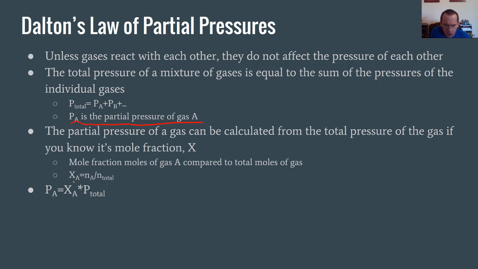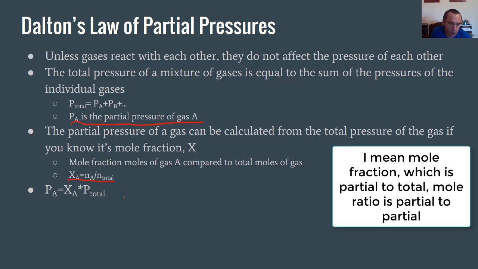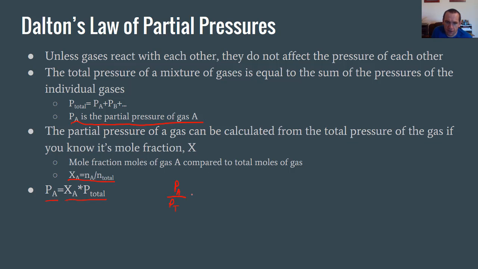And so what we have here is the mole ratio. Remember, we want to count moles of things, and so the mole ratio is the moles of gas A compared to the total moles of gas in the container. That's the mole ratio. And so if we take the mole ratio of a gas times the total pressure, that tells us the partial pressure of the gas. Similarly, the partial pressure of gas A divided by the total pressure of the vessel will also allow us to find the mole fraction of the gas in the container.